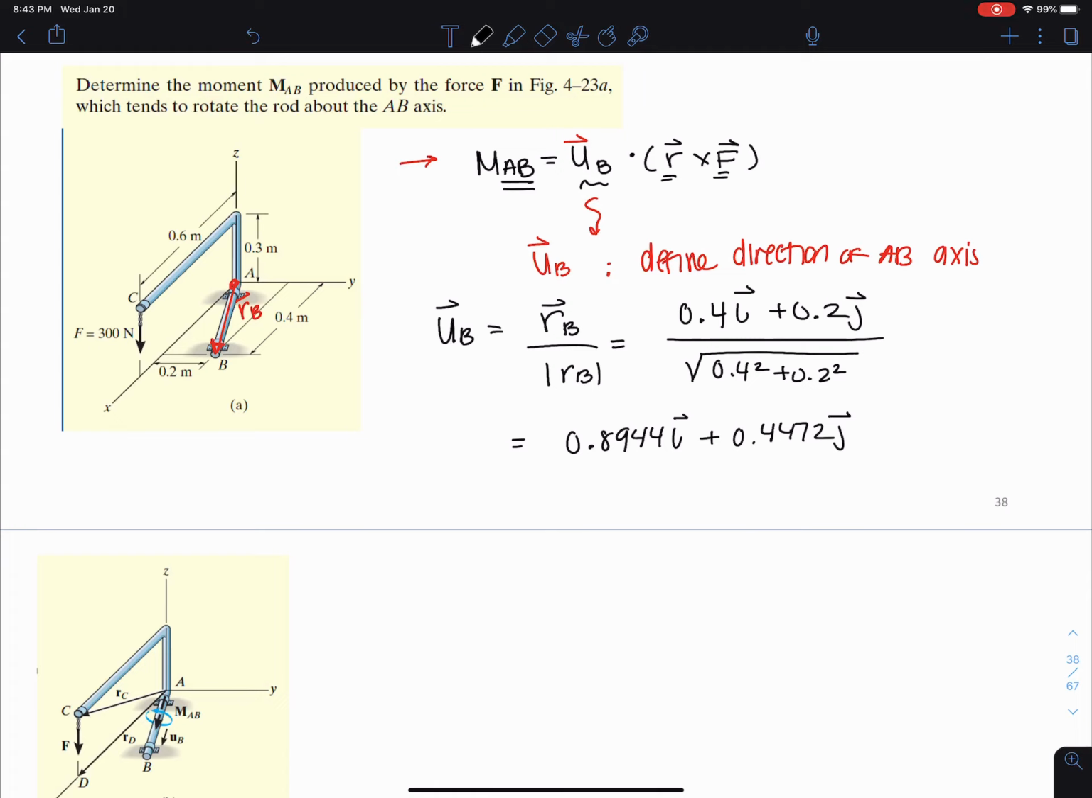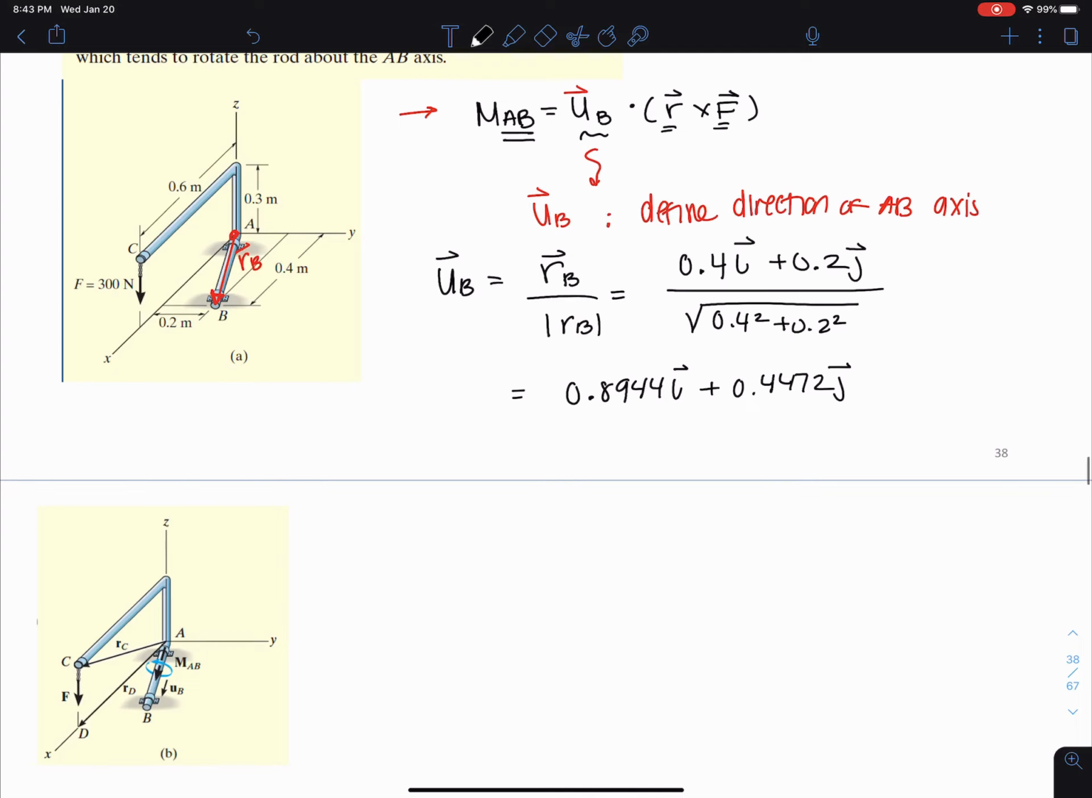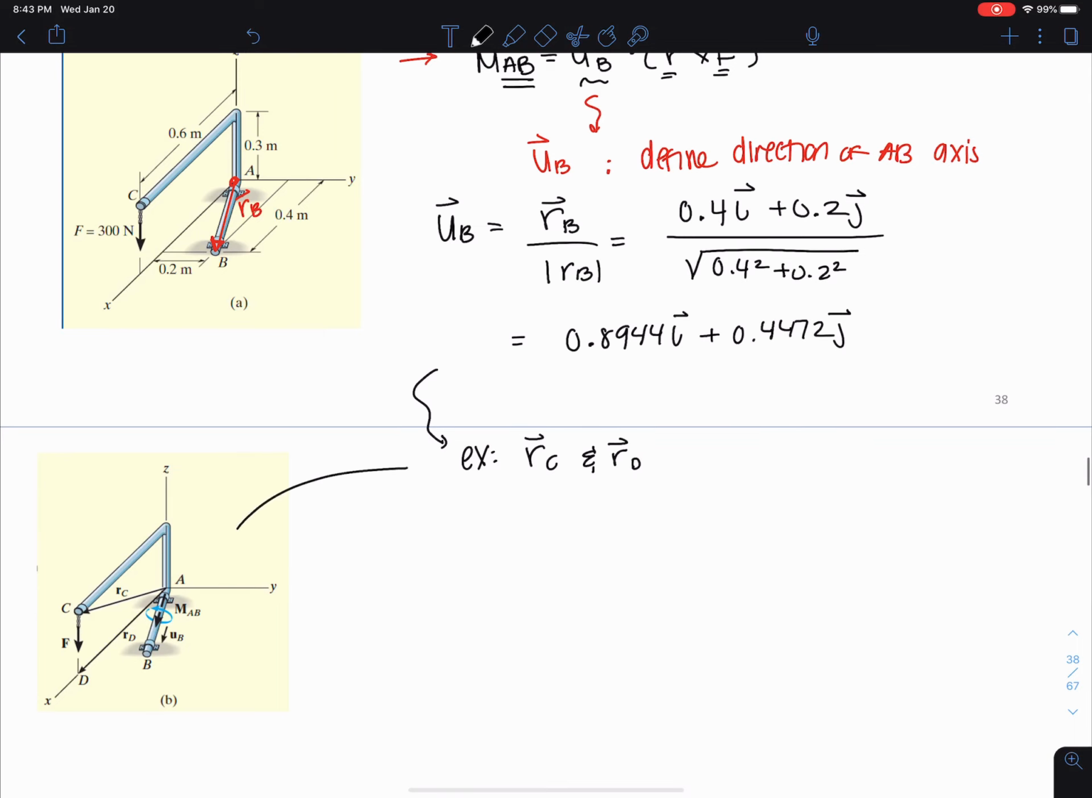Okay, so remember the vector R is directed from any point on the AB axis to any point on the line of action of the force. That's that definition of transmissibility of a force. Okay, so example here, what do I mean by that? Basically, position vectors RC and RD, using this image here, are suitable. I can use RBC and RBD as well. I can use any of those R's here that I want to.